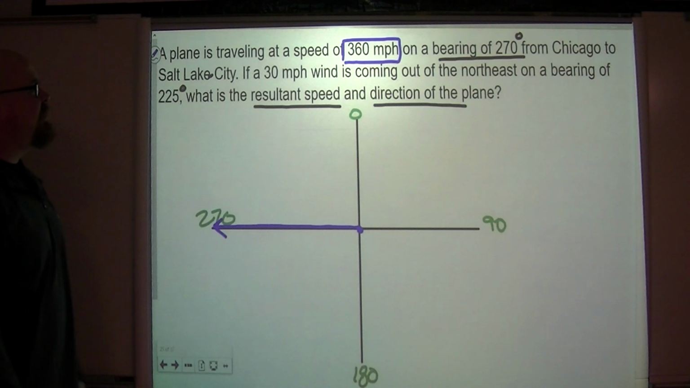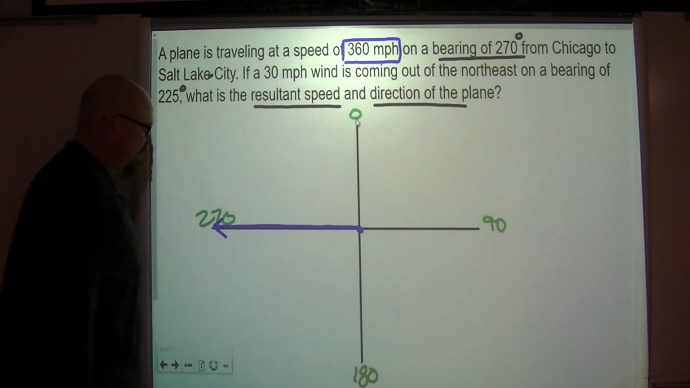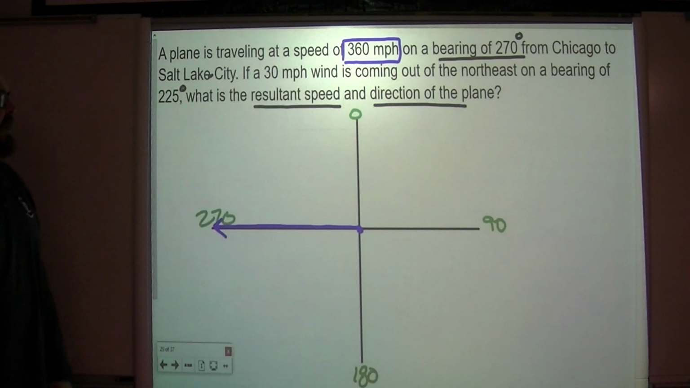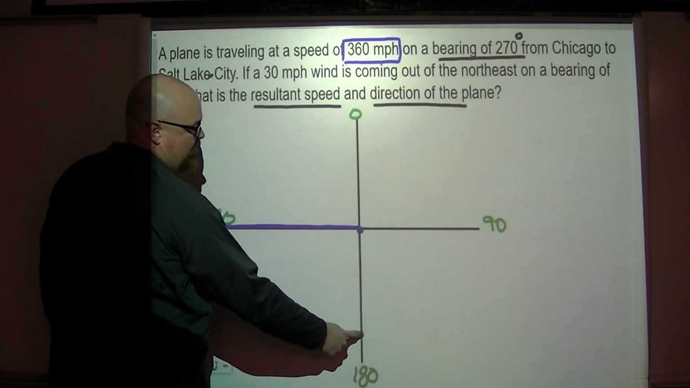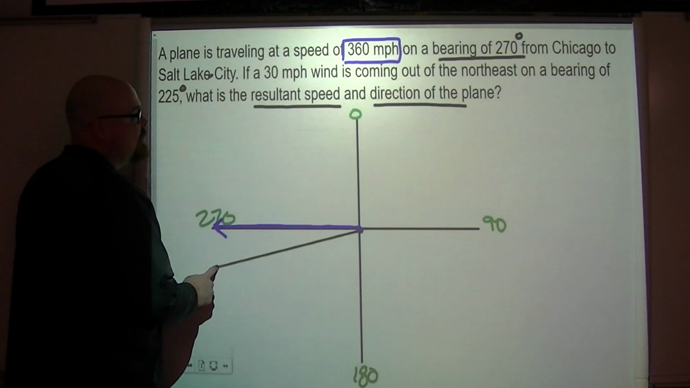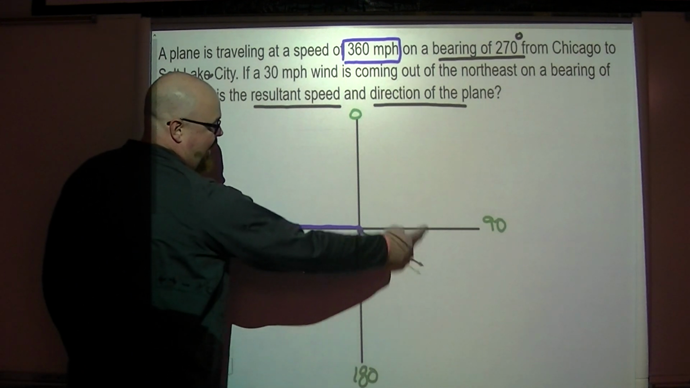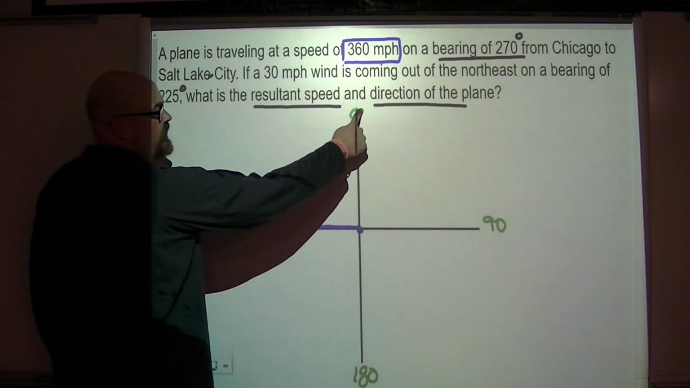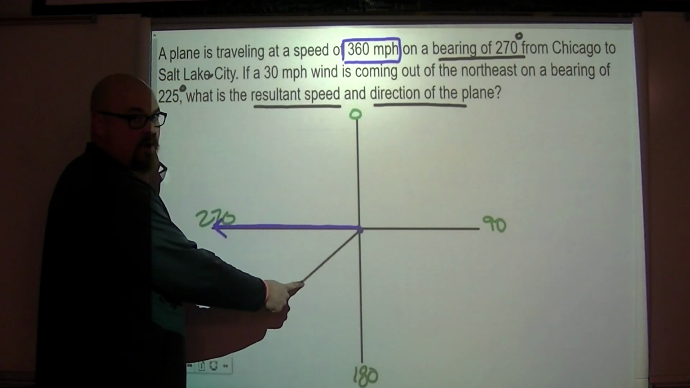If a 30 mile per hour wind is coming out of the northeast on a bearing of 225, now, what does that mean? So that means on a bearing of 225, so here's 0, 90, 180, where's 225? It's somewhere between 270 and 180, right? Take 225 and subtract the 180, and you'll get an idea of where this is headed, right? But 225 degrees from here is halfway through this, we'll call that the third quadrant, yeah?